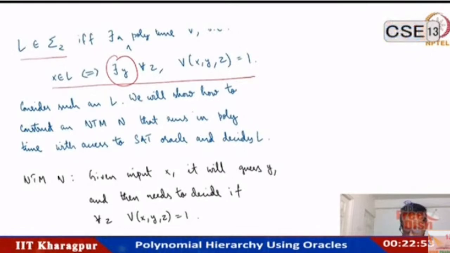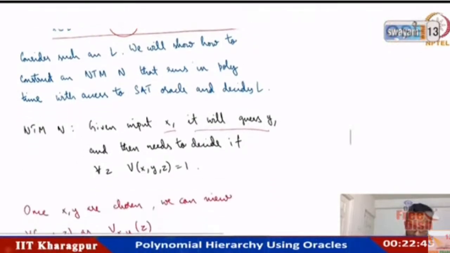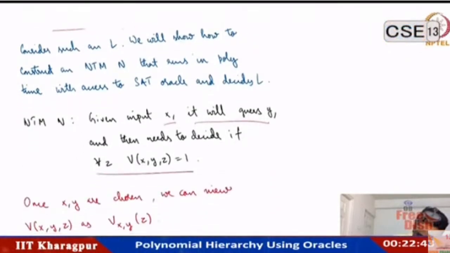So basically, given input X, it can guess Y, and now once X and Y are fixed, it needs to decide if this is true. What is true? For all Z, is V(X, Y, Z) equal to 1, or does the verifier accept the triplet X, Y, Z?